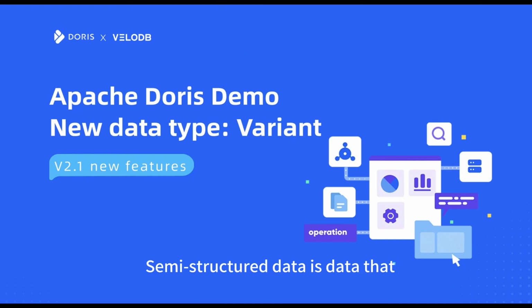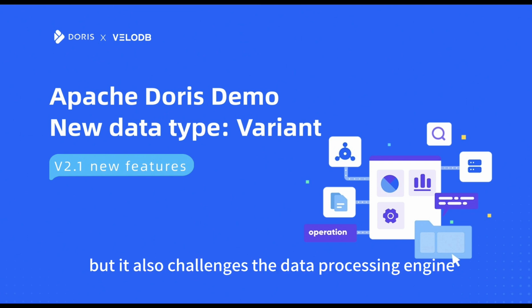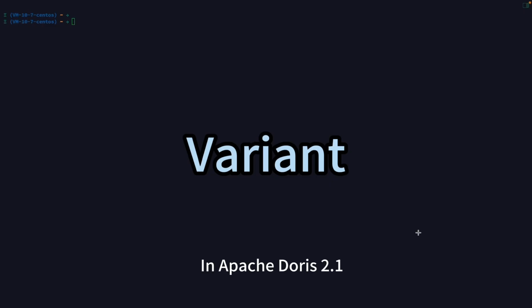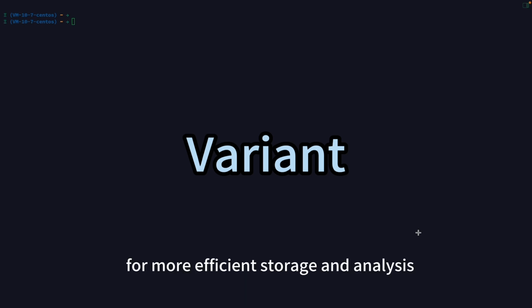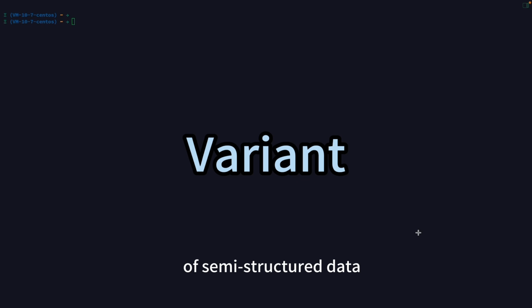Semi-structured data is data that follows no fixed schema and structures. A semi-structured dataset accommodates data of flexible types and formats, but it also challenges the data processing engine. In Apache Doris 2.1, we introduce a new data type, variant, for more efficient storage and analysis of semi-structured data.